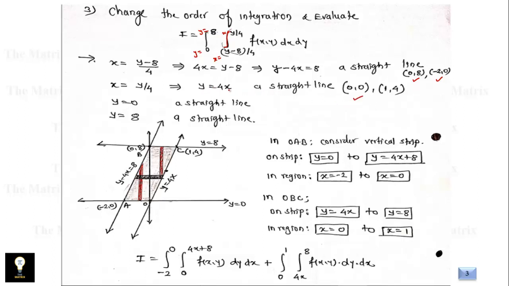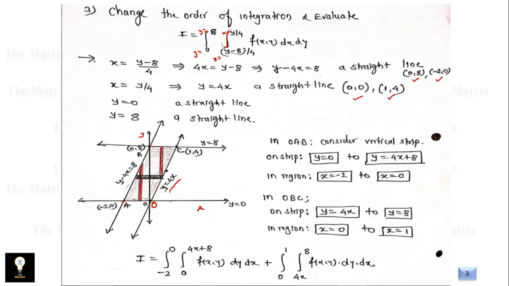So if x is 1, y is 4, so we get another point. If we join all these points, we get this kind of diagram. Here is the origin, this is the x-axis, this is the y-axis, and we have 1, 4 and 0, 0 with a line joining them, which is y equals 4x. And 0, 8 is somewhere here, and minus 2, 0 is point A, if we join them.